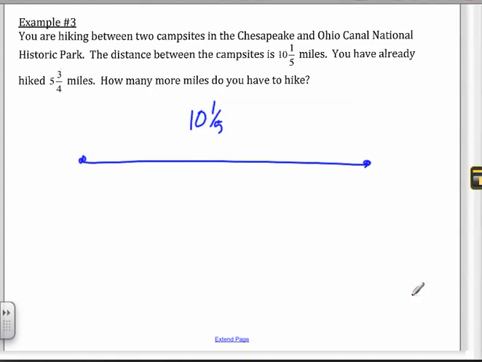It says you have already hiked 5 3/4 miles. I don't know how far that is, so let's just say it's right here. 5 3/4 miles. How many more miles do you have to hike? Well, how do I find out? How do I figure out how much farther I still have to go? Don't tell me, just tell me how do I find it?